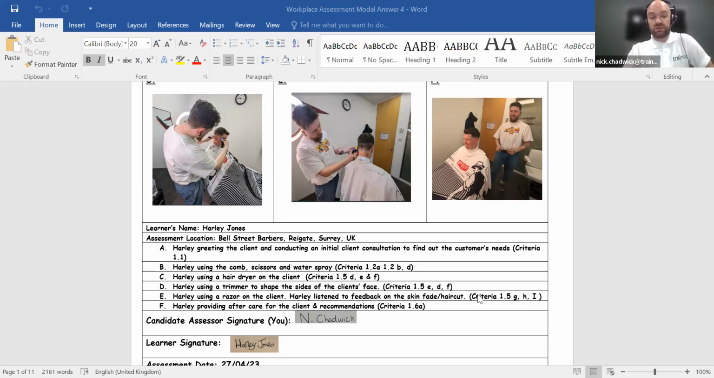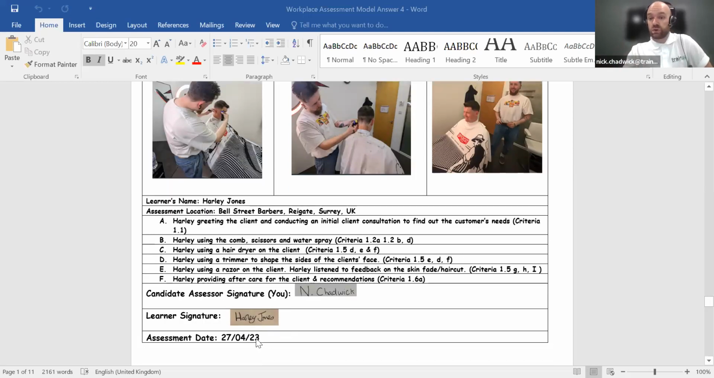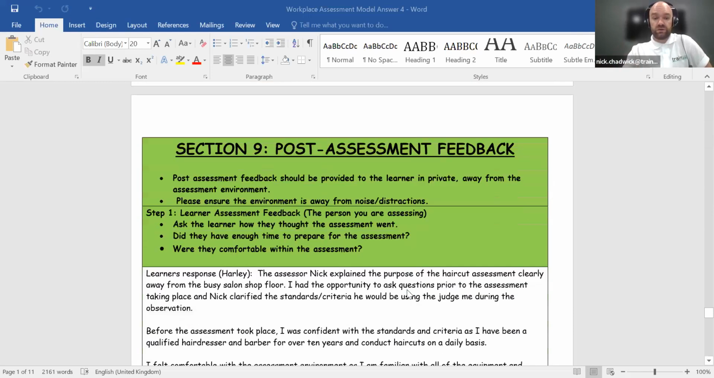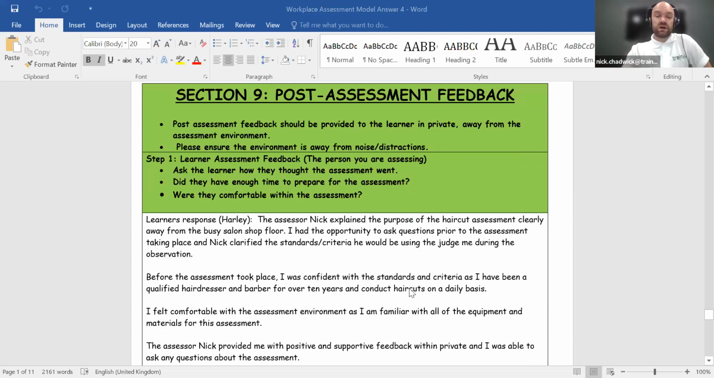Just remember, the photographic section must be signed by you, and it must be signed by the learner as well. And we also require a date. So hopefully the photos are nice and clear for you to take forward there. Section 9 is a post-assessment feedback. So it's very important that we conduct this section within a quiet setting where it's just yourself and the learner as well. So step 1 is the learner assessment feedback. This is you asking the learner how they found the assessment. Okay, so ask the learner how they found the assessment went.